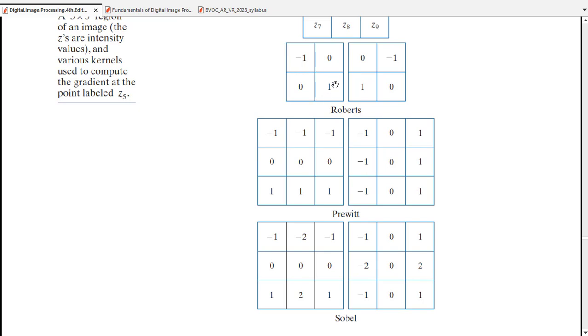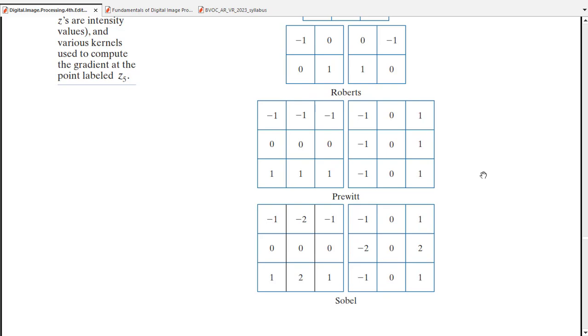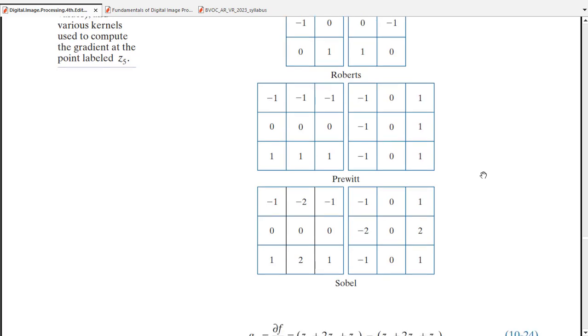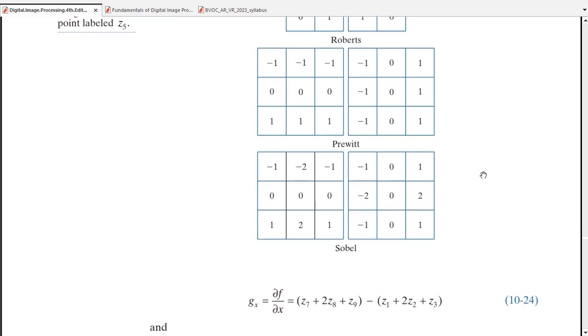Roberts kernels: -1 0, 0 1 and 0 -1, 1 0. Prewitt will say -1 -1 -1, 0 0 0, 1 1 1, and in reverse order, the column version. Here the column to row is -1 -1 -1, 0 0 0, and then 1 1 1. Sobel will say this column you will get -1 -2 -1, 0 0 0, 1 2 1.